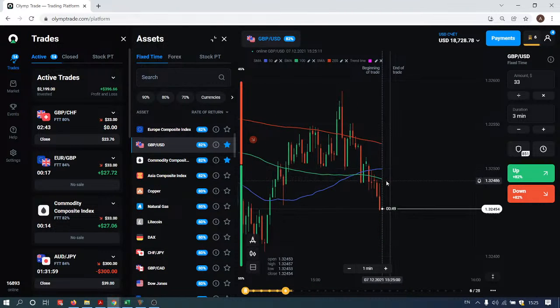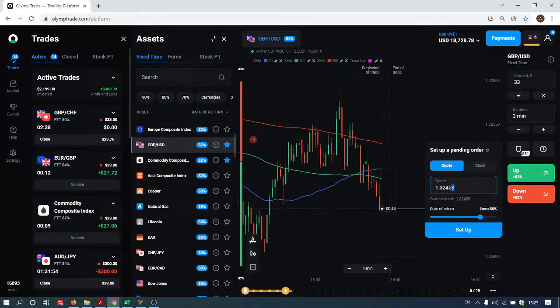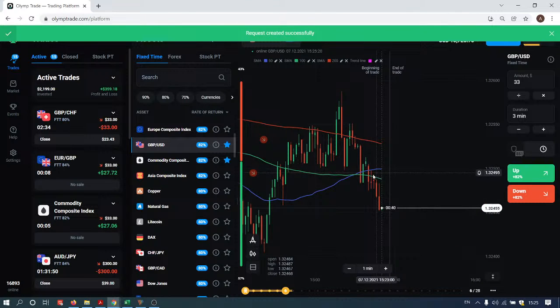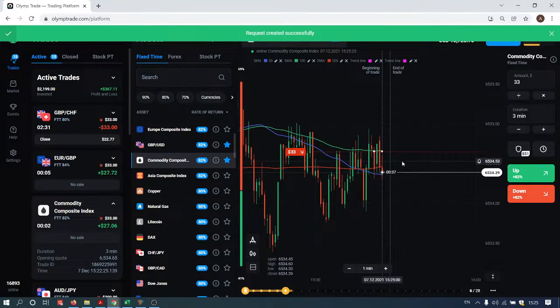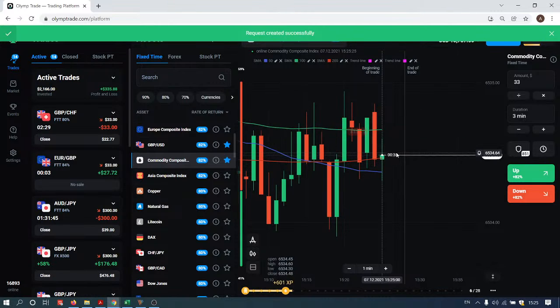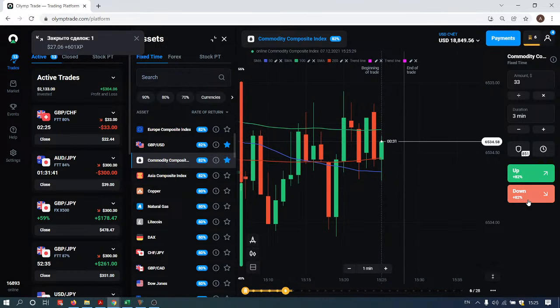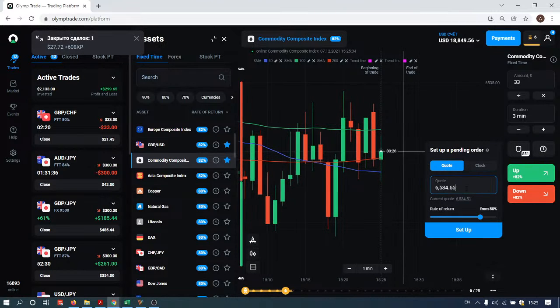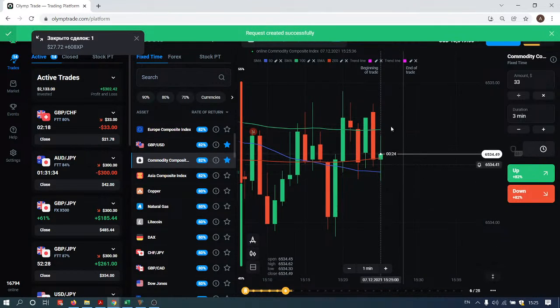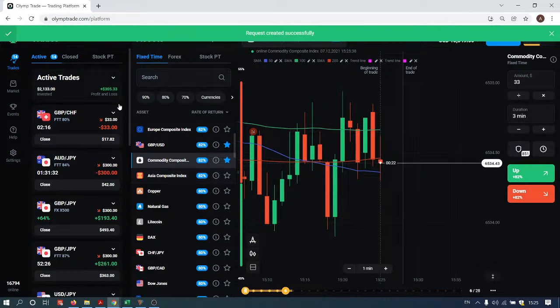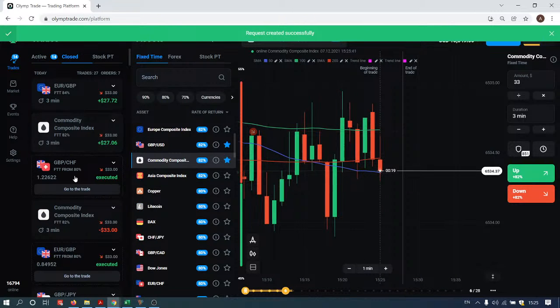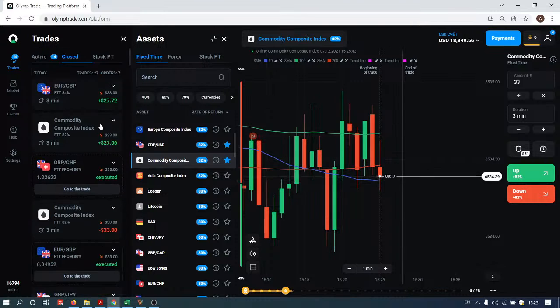And GBP USD, I think I can also set a pending order from here. And CCI closing with a profit. All right, so the 100 line was the real level of resistance, and I think we can open one more trade from here. Set another pending order. All right, so finally I have two winning trades in a row.